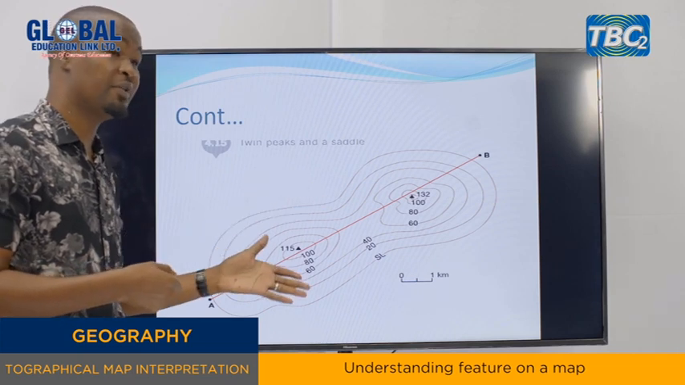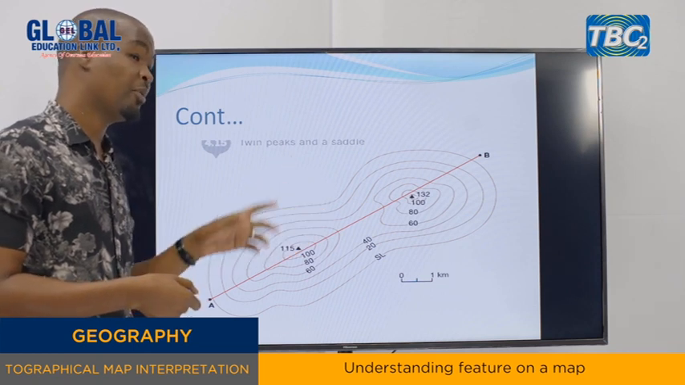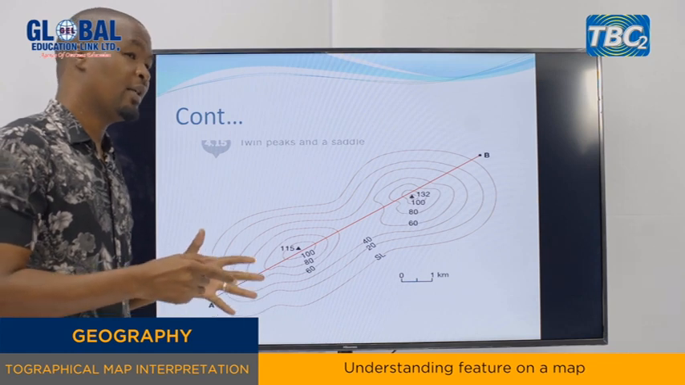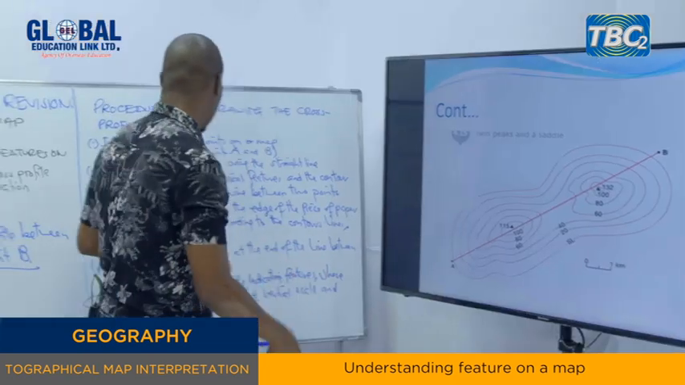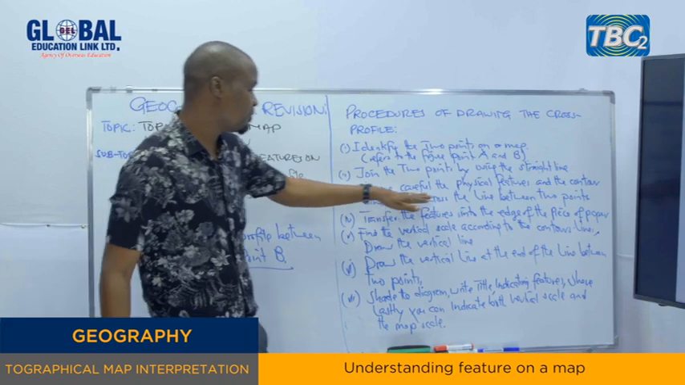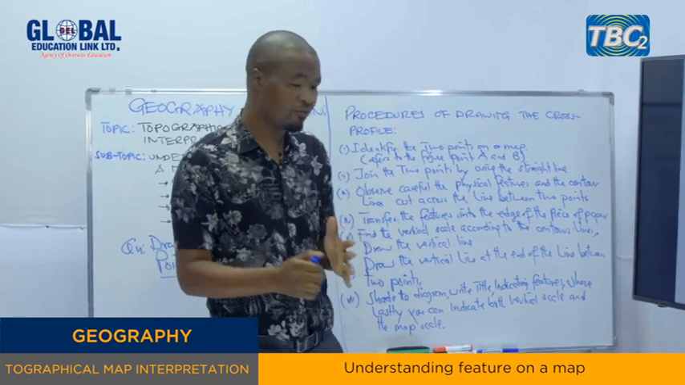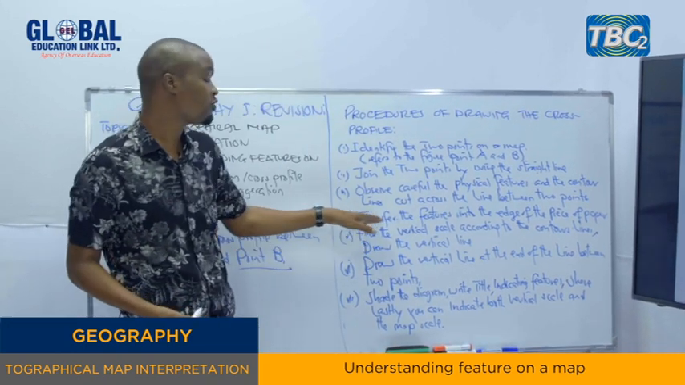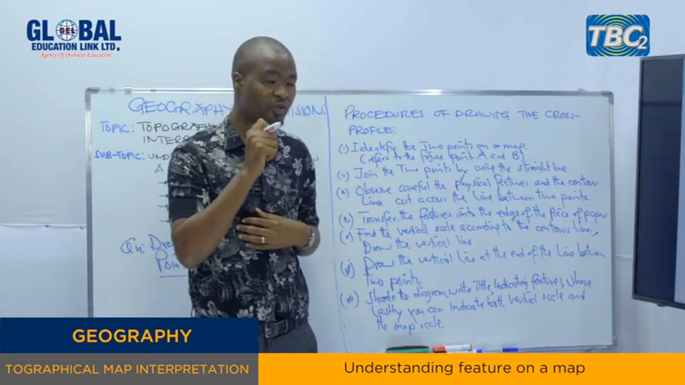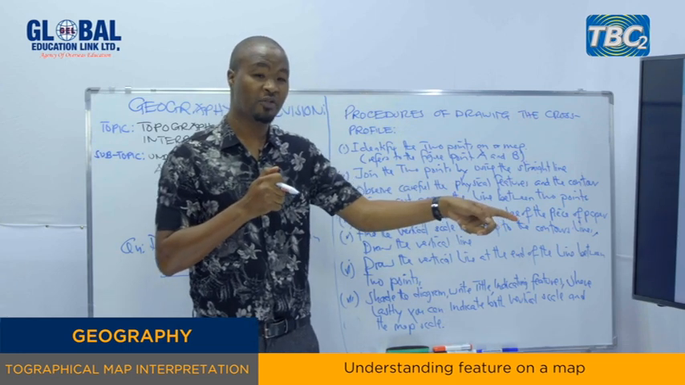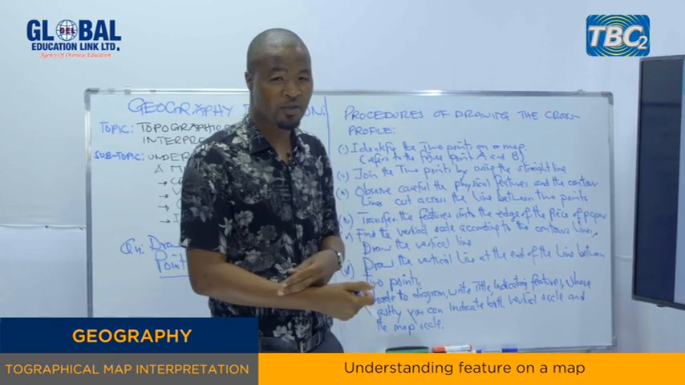If there are any features, for instance a railway, a road or a river that cuts across your line, you have to observe them. Later you have to make sure you mark them on the edge of a piece of paper. That is the fourth stage. Observe carefully the physical features and the contour lines that cut across the line between the two points. After observing carefully, the next procedure is that you have to transfer the features onto the edge of the piece of paper. You have to make sure you transfer the features that cut across the straight line between the two points onto the edge of the piece of paper.